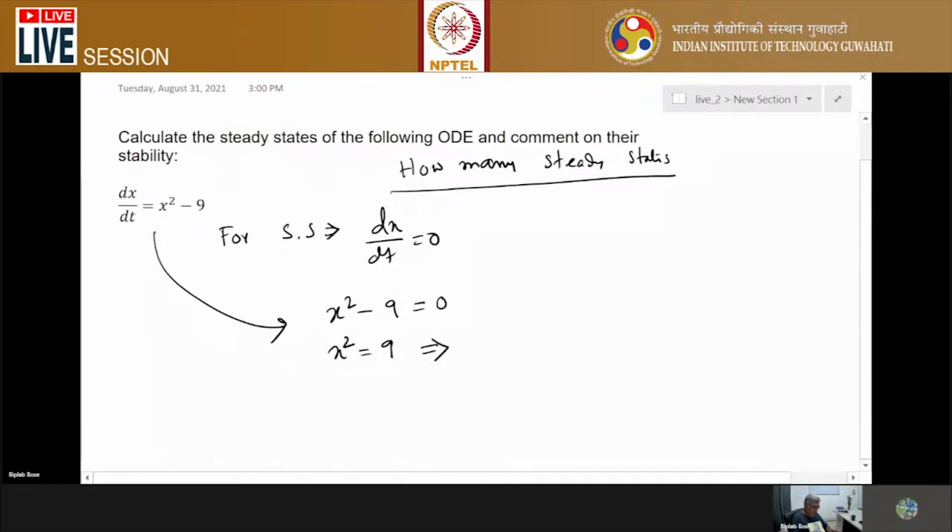That gives me x equal to plus or minus 3, right? Square root of 9 is 3, and it can be positive or negative, both. So I have two solutions, two steady states, right? So how many steady states do we have? We have two steady states. And what are those? Plus 3 and minus 3. It is silly, right? I said it is silly.